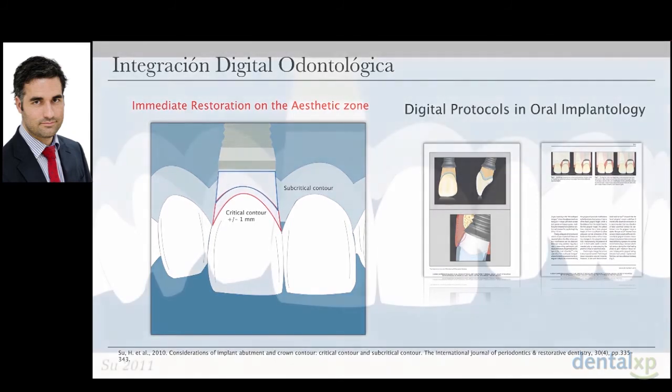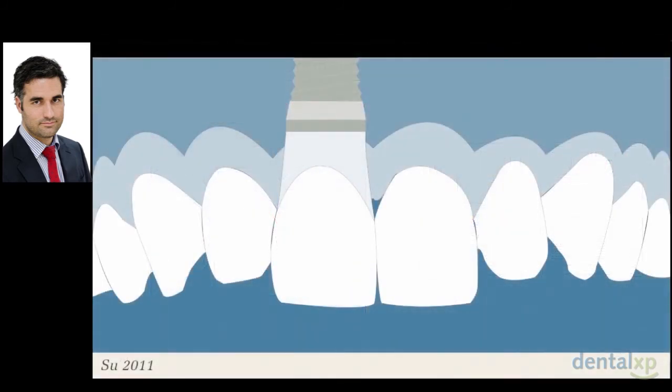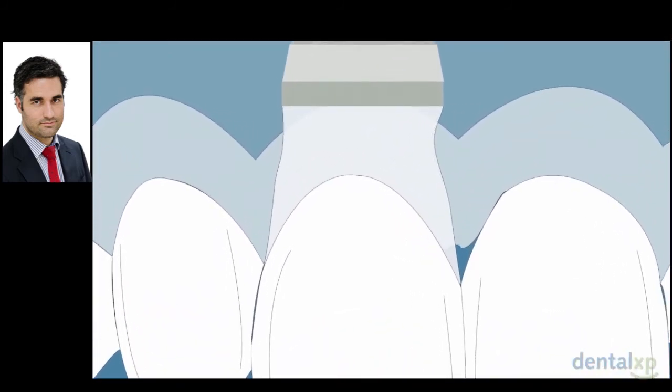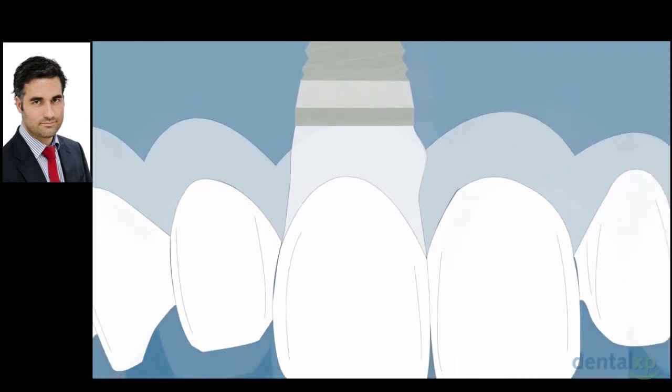So what I asked Daniel is to apply this concept to the provisionals. As you can see here, we have the emergence profile. We create a convex profile if you have a papilla that is insufficient, and then you apply a convex emergence profile. So how do we do that with digital? How can we do that?